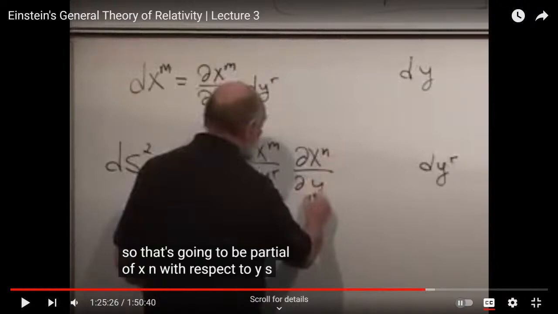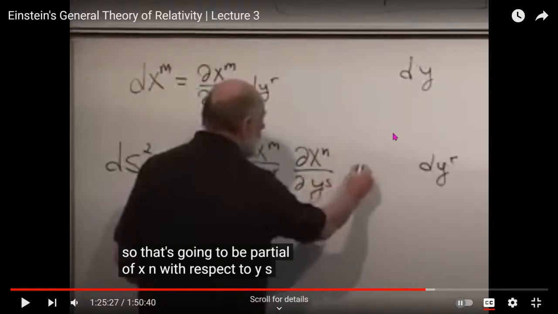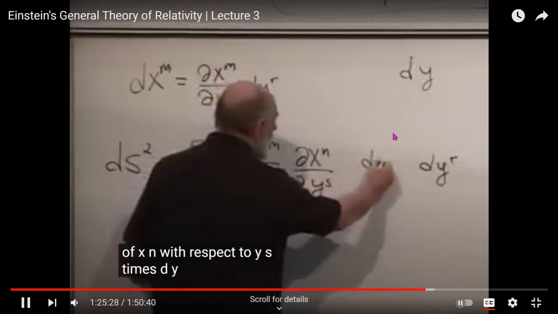dxn is going to be similar. dxn is partial dxn over partial ys times total dys.